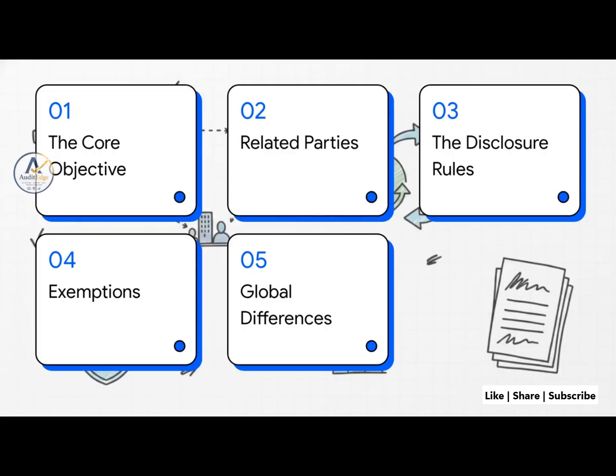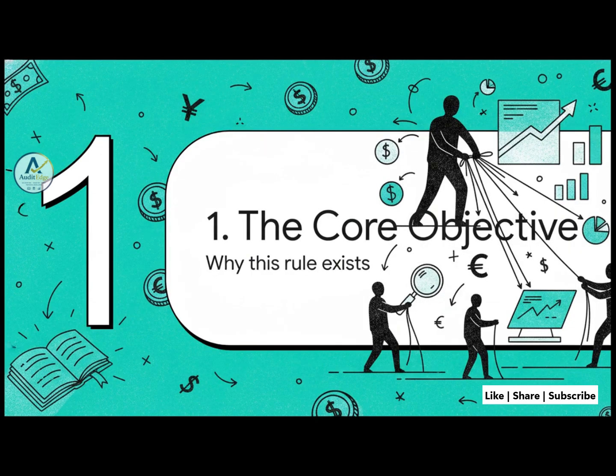Here's our quick roadmap for today's explainer. First, the core objective. Second, understanding related parties. Third, the disclosure rules. Fourth, government and privacy exemptions. And finally, differences from global rules. Let's get to it. Section 1, the core objective, and why this standard actually exists.